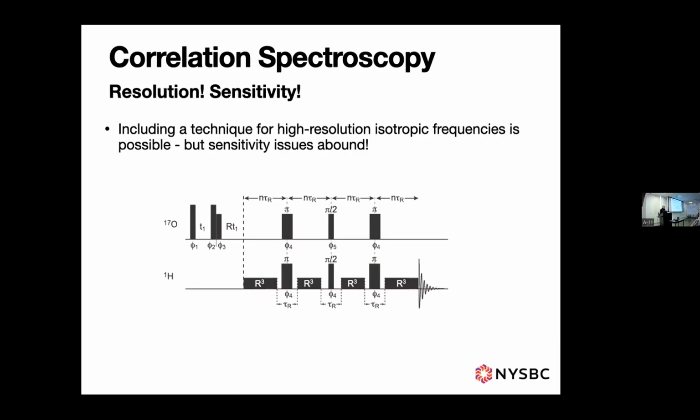Okay, so we have correlation, but we want resolution, and we also want sensitivity. So we can add a high resolution isotropic technique like MQMAS on the front of this DRNF experiment, but now our efficiency is going to be far worse and the sensitivity issues abound. So we have to be a little bit more clever about it.